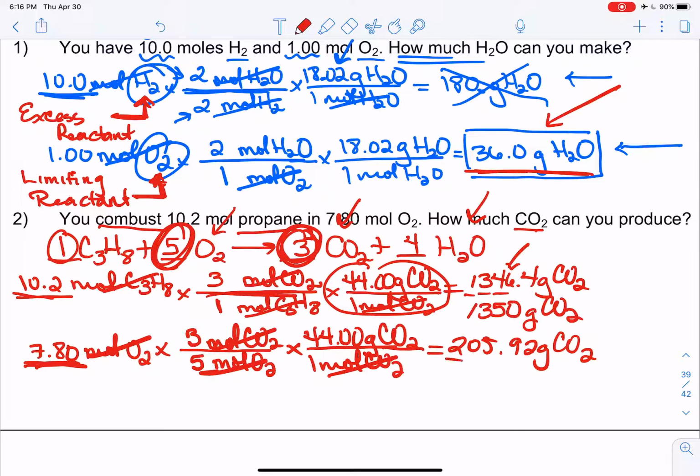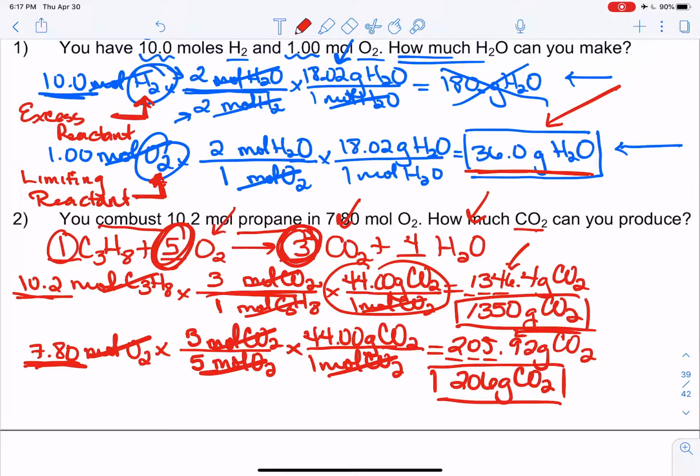And again, we want 3 significant digits here. So we've got 1, 2, 3 here, and we take a look at 9 to tell us whether we're going to round that 5 up or not. And we do. So we end up with 206 grams of CO2. So we can either make 1,350 grams of CO2 or 206 grams of CO2.